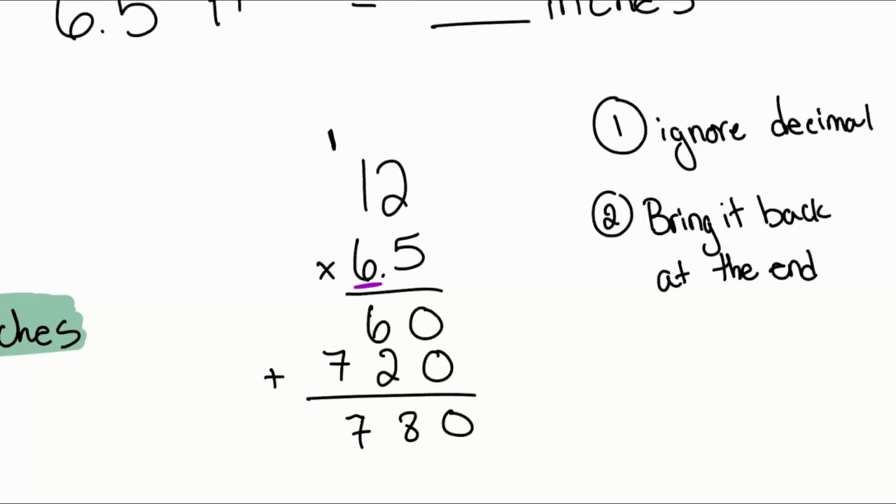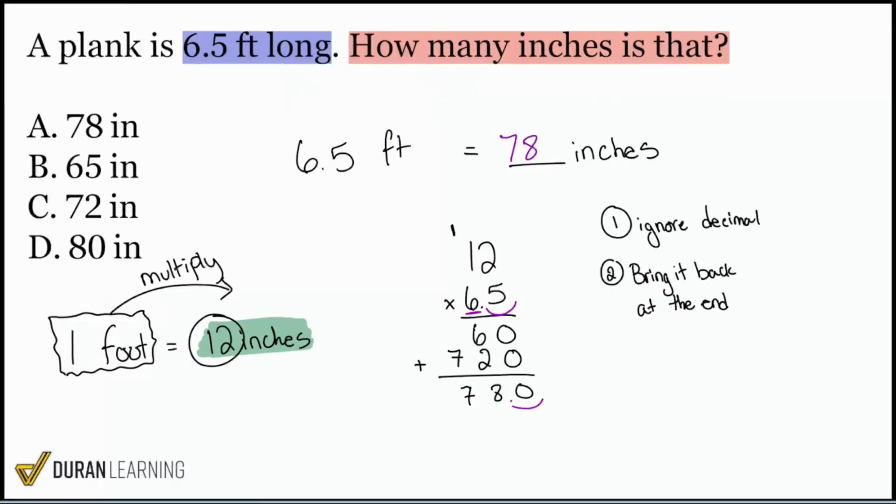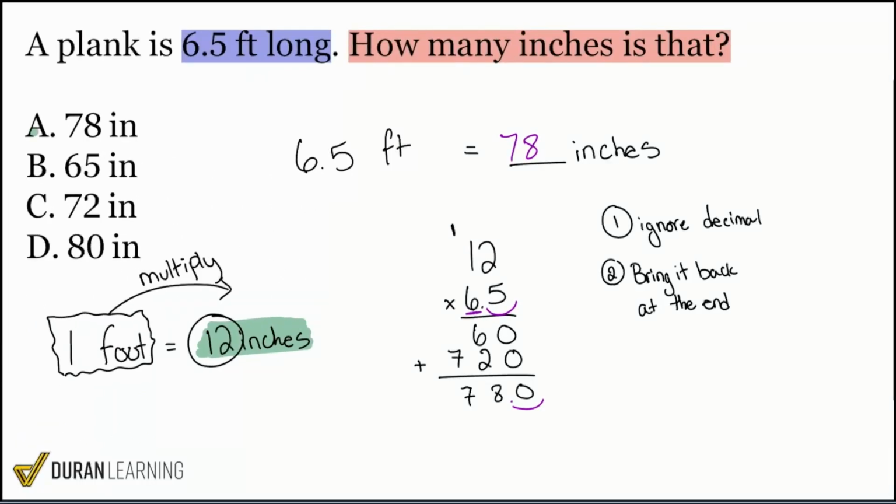Everybody, how many decimal places are we bringing back? Yep, just 1. So we check up here first. Nope, no decimals there to bring. And then we check over here and we just have 1 decimal to bring back over. 1 moved over, and that is going to be 78 inches. And that is our solution here. The answer is going to be A, 78 inches.